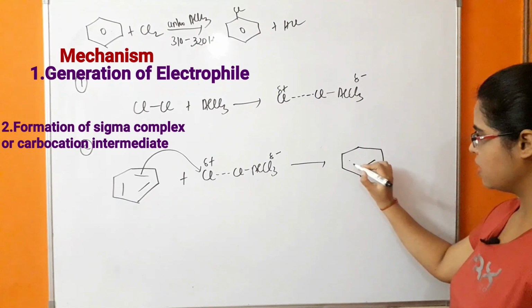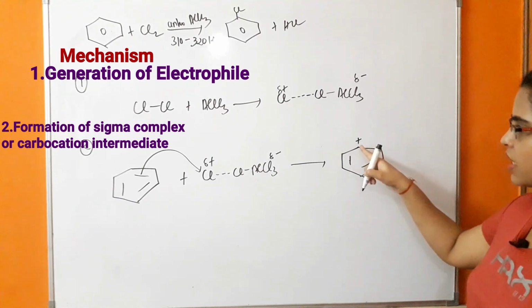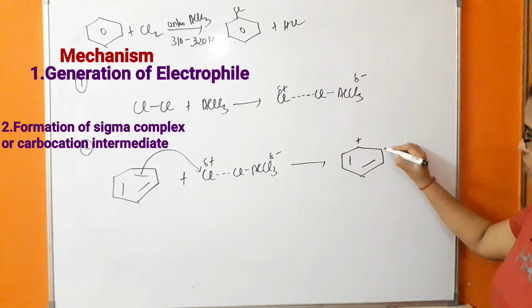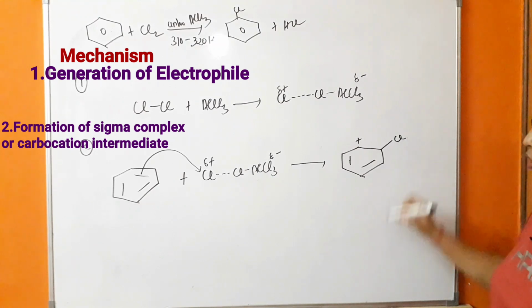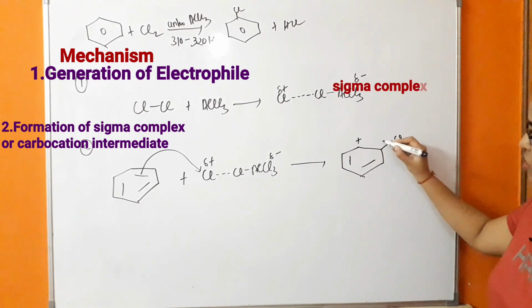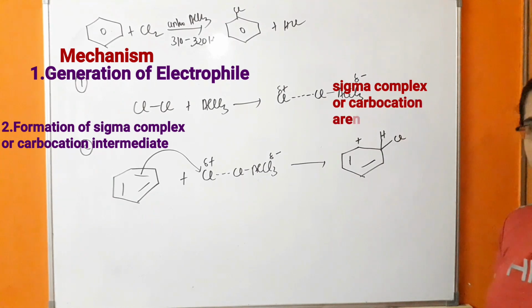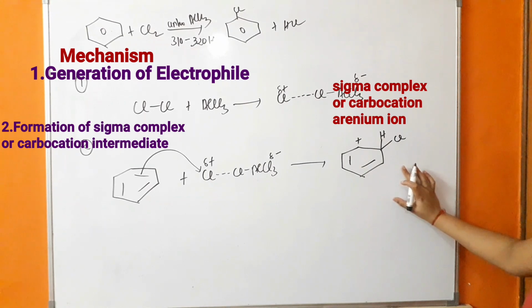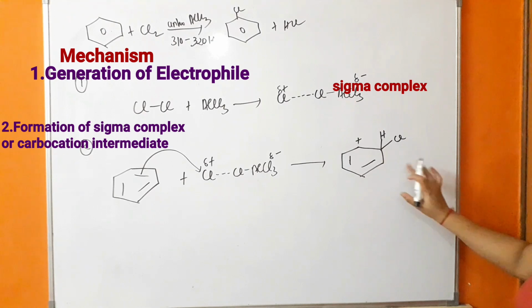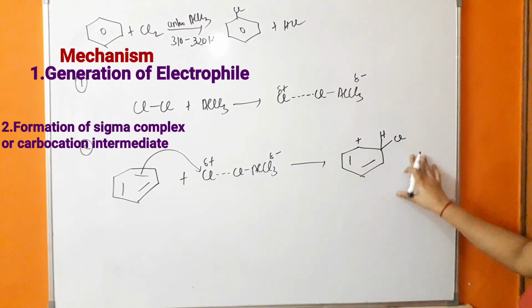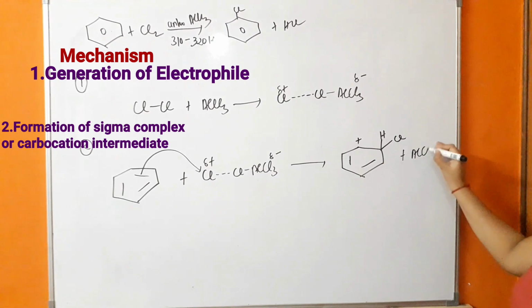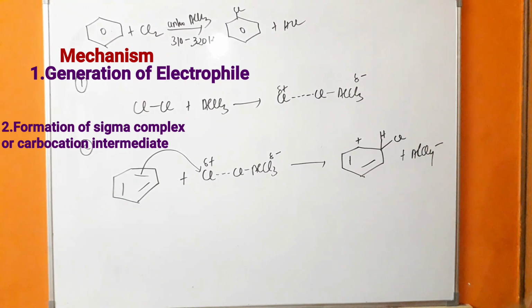So in this case, there is a formation of carbocation, that is, positive charge is coming on this carbon, and at this position there will be attachment of chlorine, and also in this position there is one hydrogen present. So what is happening? This is called the sigma complex, also known as a reactive intermediate, that is, carbocation. So in this case, the formation of this sigma complex is taking place, and removal of AlCl4 minus.